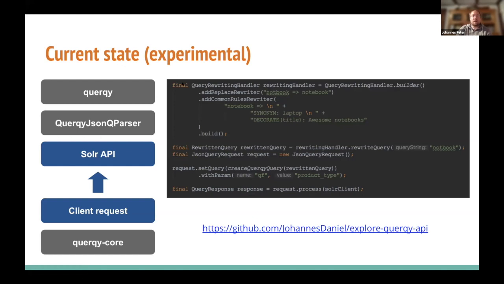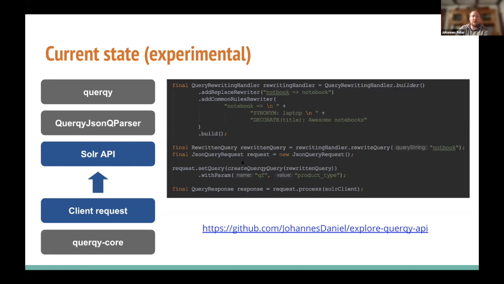It means that we can add some kind of... so we can use the Quirky core, for example, in a service that is running outside the search engine. We can use it to do the rewriting and to transform the client request into a way that Solr understands.